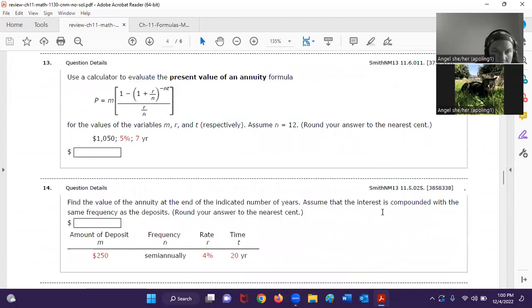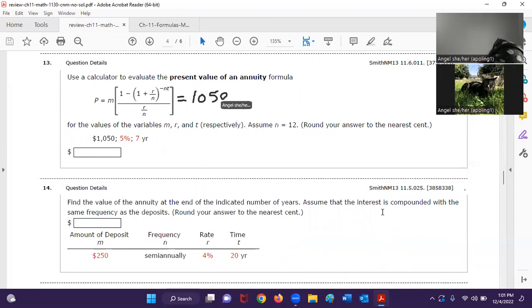All right, so we're about halfway done. On this one here, we are using the present value of the annuity. They give us the formula, so you just plug and chug. They tell us what everything is, so you just fill it in.